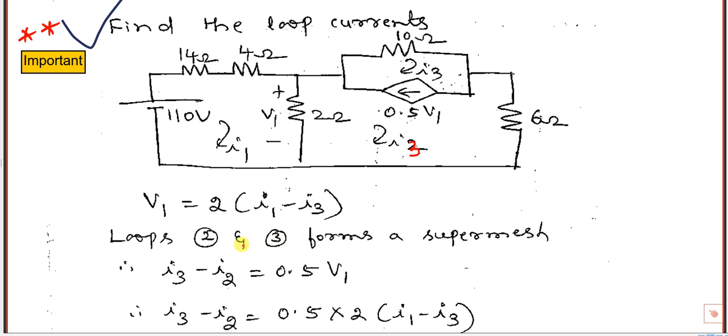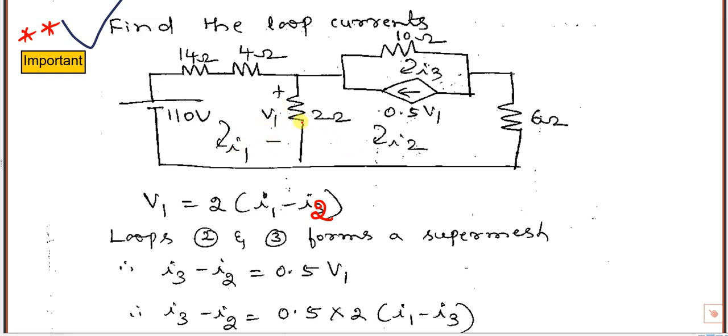So loops 2 and 3 form a super mesh, because I cannot apply KVL for this or for this. And it is mapping with what you see. They have written I3 minus I2 is equal to 0.5 V1. Sorry, this is I3 and this is I2. Okay, this should be I2.